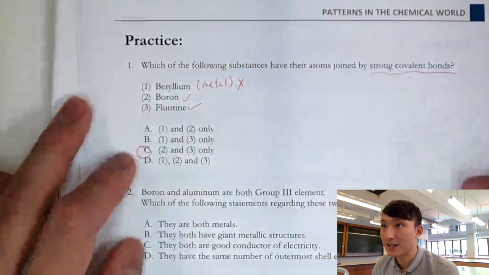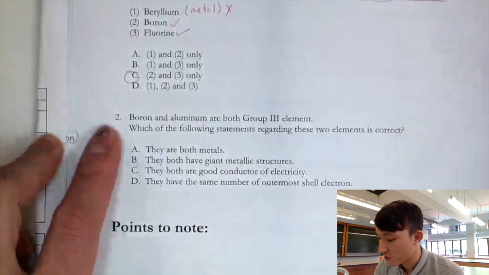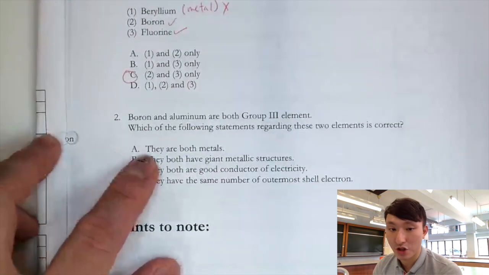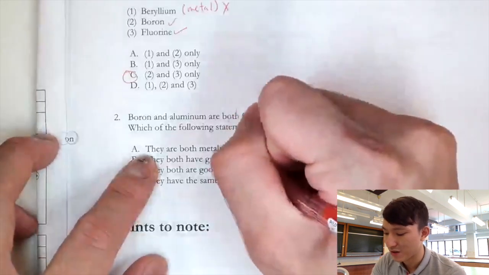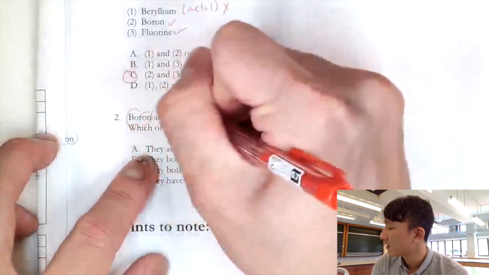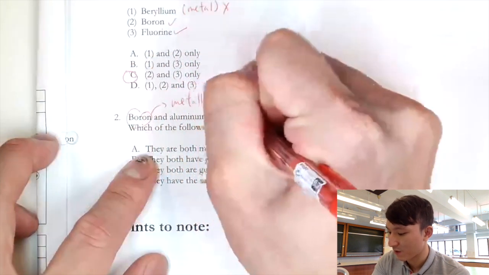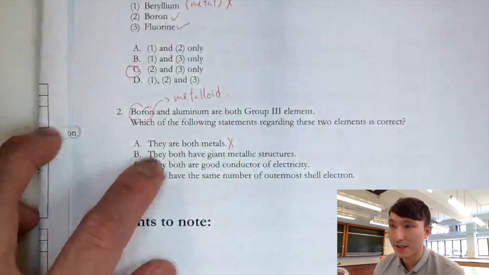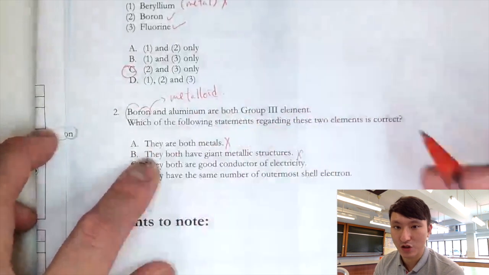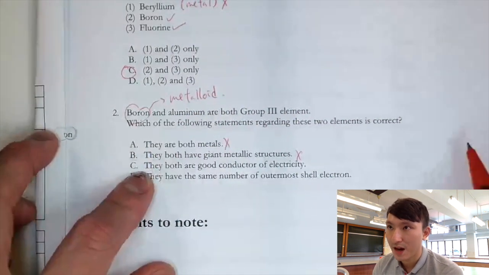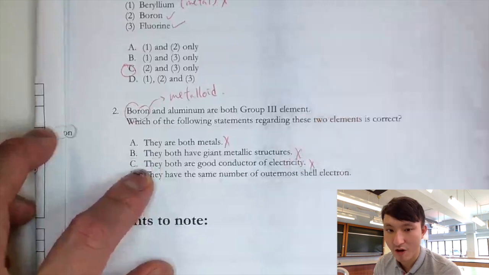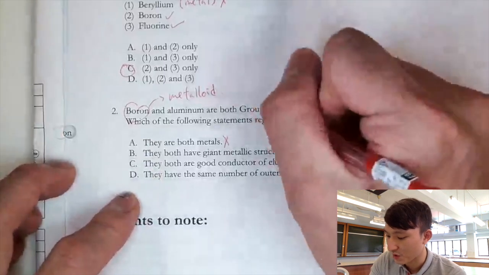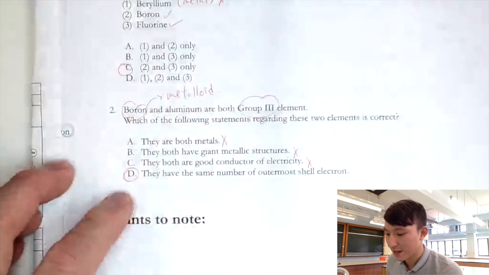The second and third questions should be easy. Boron and aluminium are both group 3 elements. Which of the following statements is correct? So they both are metal. Now this one, pay attention, this is not correct because boron is actually a metalloid or semi-metal, if you recall. So it is not a metal. Giant metallic structure? No. Boron actually has a giant covalent structure. Good conductor of electricity? No. Boron is an insulator of electricity. They both have the same number of outermost shell electrons, of course, because they are group 3. So the answer is D.